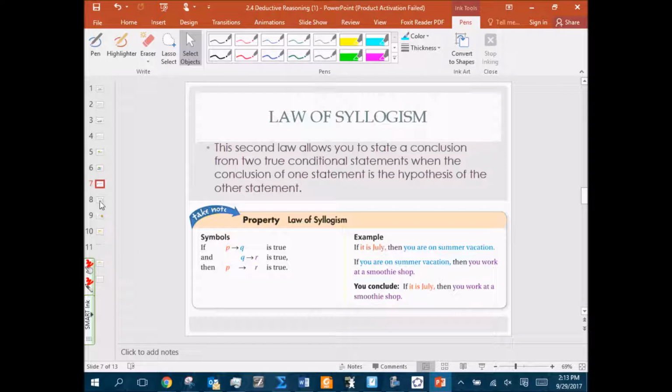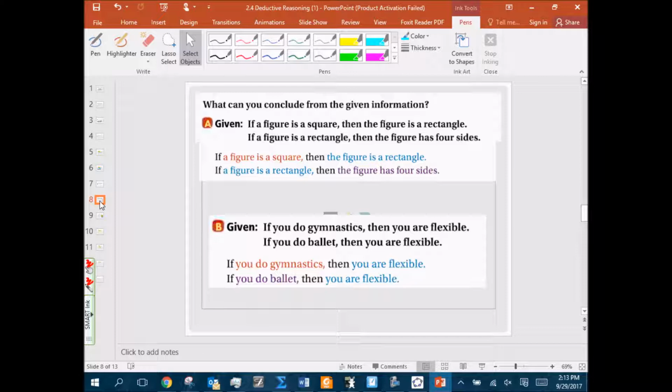So let's go through an example here that shows us matching these things up. It says, if a figure is a square, then a figure is a rectangle. And if a figure is a rectangle, then the figure has four sides. Those are both true if-then statements. What you want to do when you see law of syllogism is, I always read the first conditional statement, and I highlight the conclusion of the first one, and then I highlight the hypothesis of the second one. And I ask myself, do those two things match? Yes.